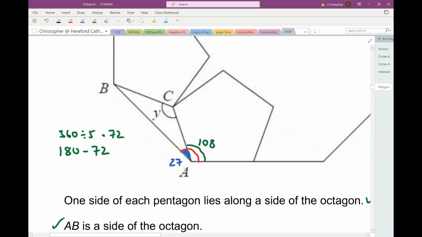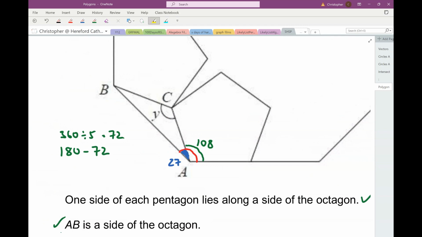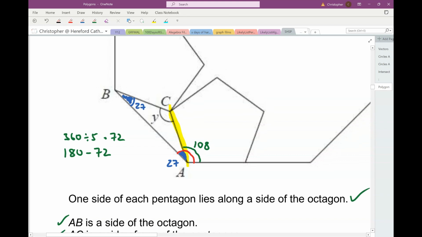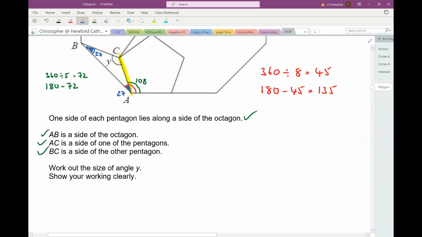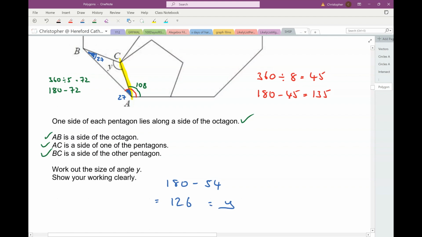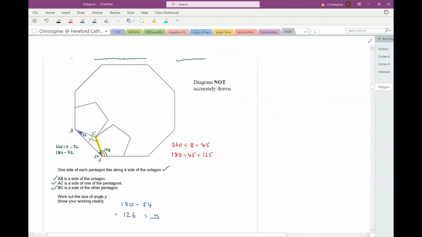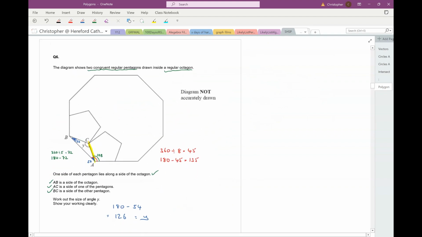Okay, now, do you remember how the triangle ACB is isosceles? Well, that means that this angle here, the angle at B, is also 27. So I think I can work out Y by doing 180 minus those two 27s. So 180 minus 54, 126. That's what Y is. And that's my answer to number 6.